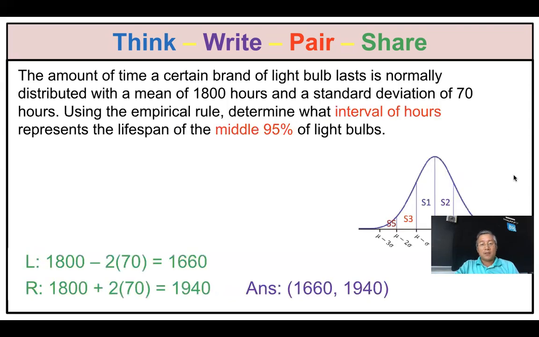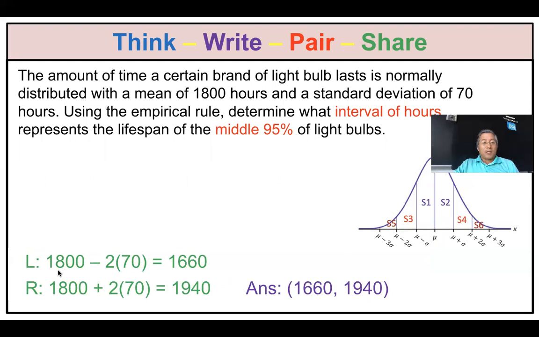So let's do it like this. From 1800, the mean, for the left bound or low bound, what do you do? You subtract 2 standard deviations. 2 times 70, you get 1660. The upper bound or right bound is what? 1800 plus 2 standard deviations. So from here to here, that will be 1940. And this is the answer, 1660 through 1940. That will contain 95% of the light bulbs. All right, that's it. Let's stop here.